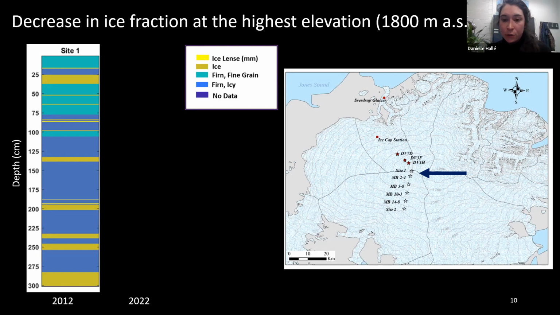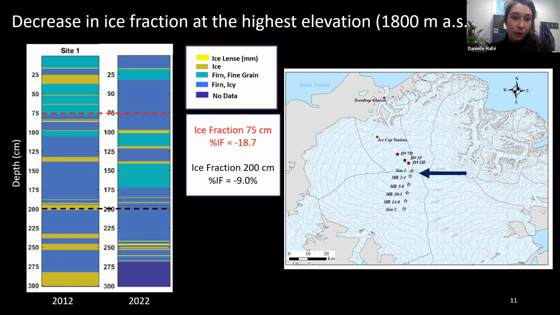And to draw your attention to the right side of the slide, I'll be walking you through 3 different sites from the transect. And we'll start at the highest elevation site, which is site 1, around 1,800 meters above sea level. When we compare the firn cores from 2012 to our results from last spring in 2022, we can see that there was a decrease in the ice fraction in the top 75 centimeters. This decrease was about 18% in the top 75 centimeters and 9% in the top 200 centimeters.